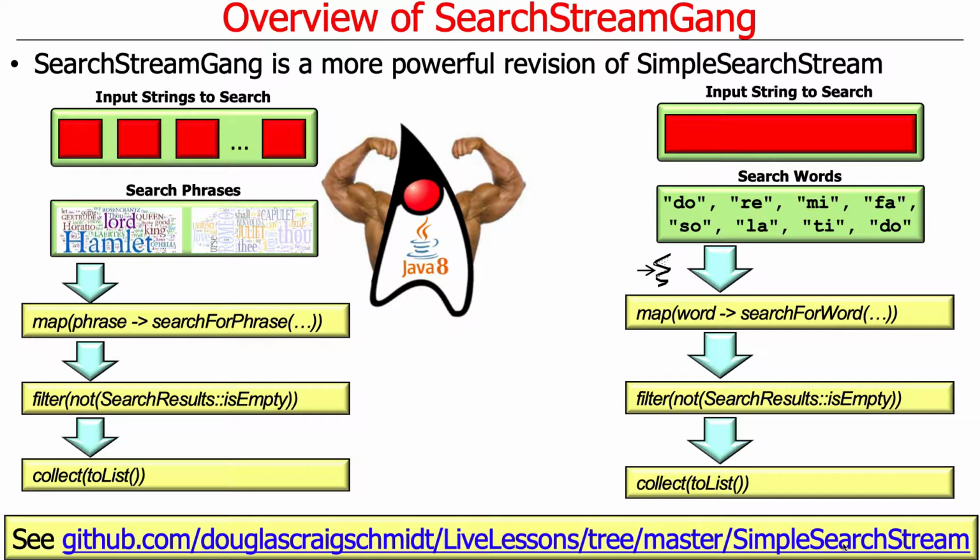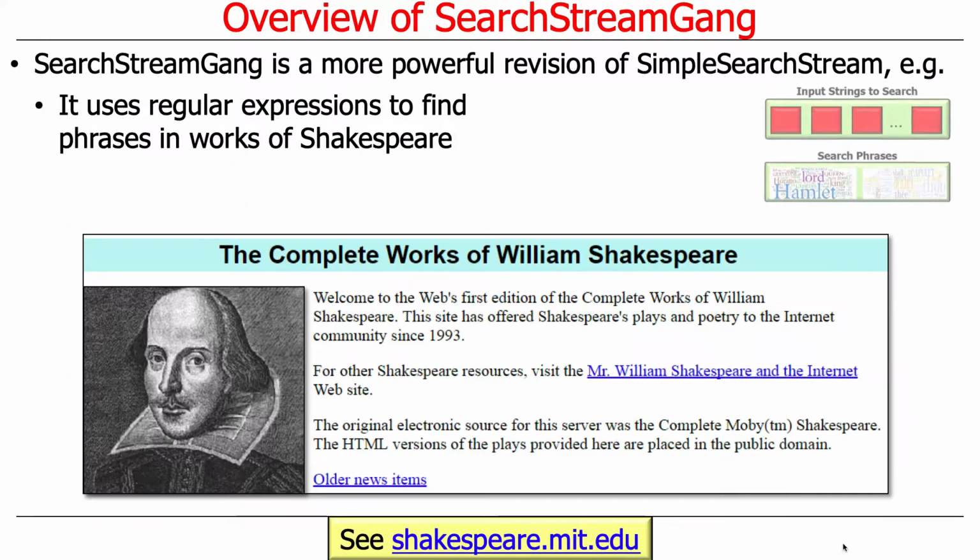SearchStreamGang, as I mentioned before, is a more powerful version of simple search stream. Some things are the same. There's a lot of the same concepts of mapping and filtering and collecting and so on, but what we're working on here is much more interesting input. Before we had the lyrics to the Do-Re-Mi song, and the search words were the Do-Re-Mi song words. SearchStreamGang, as you'll see, has much more interesting search phrases and a much cooler way of outputting the data.